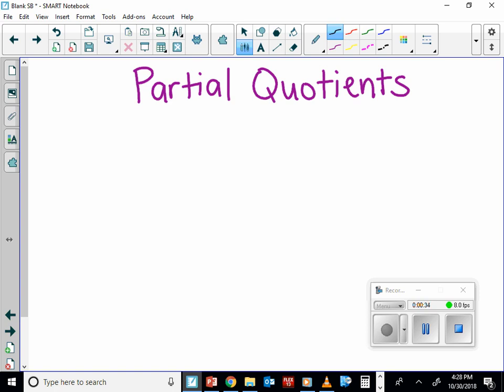I'll make up a problem. It could have a remainder in it. We will be doing remainders this year in 4th grade. 486 divided by 7. Just making one off the top of my head.